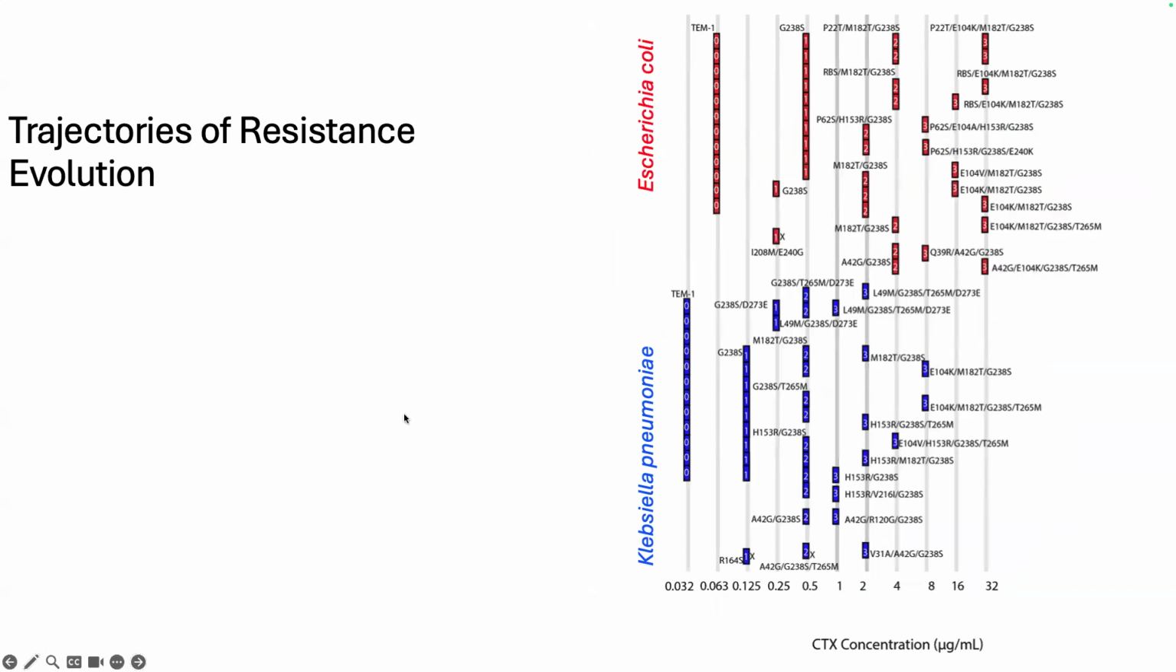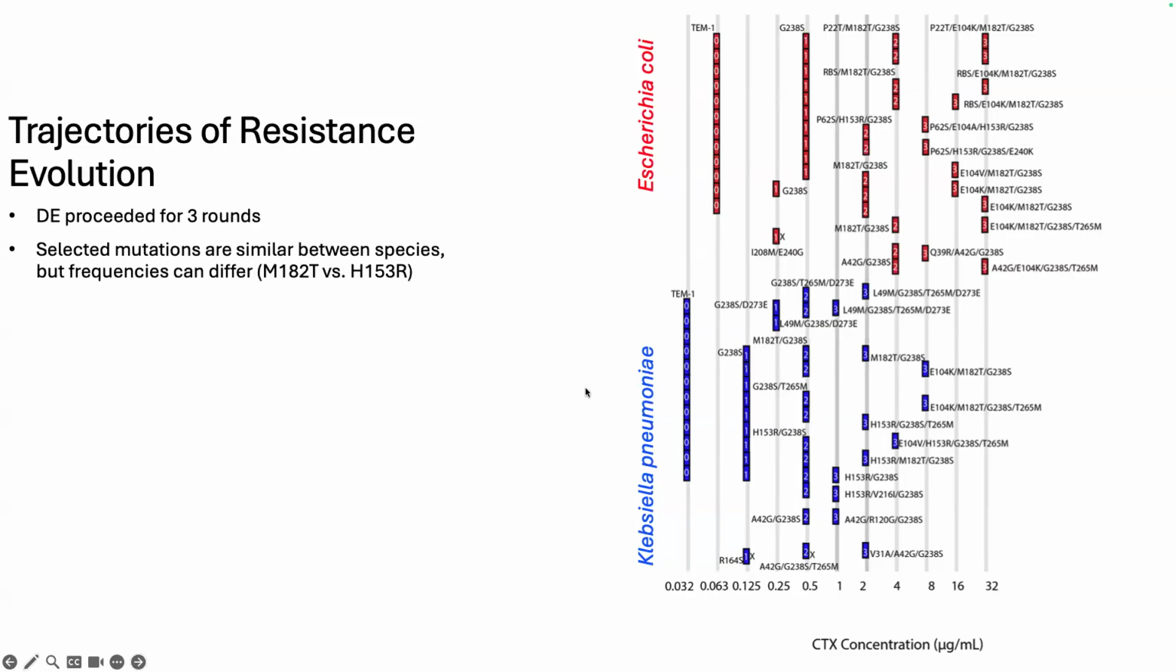But I proceeded with this directed evolution experiment for 3 rounds to actually sample mutational trajectories with 2 to 4 non-synonymous mutations. And we found out that E. coli started and ended more resistant than K. pneumo. And I don't expect folks to actually read all of the mutations here, but I will tell you that roughly the identity of substitutions appearing in both species is similar. But the frequencies at which they're selected is where we see more variation.